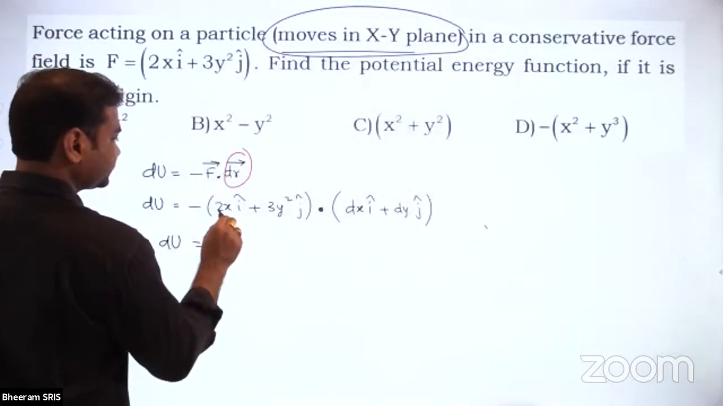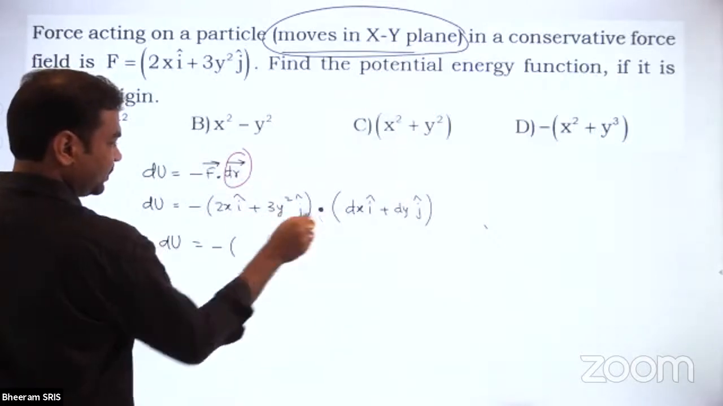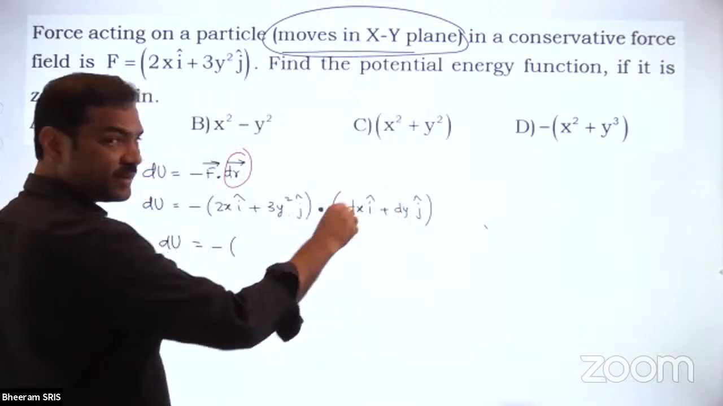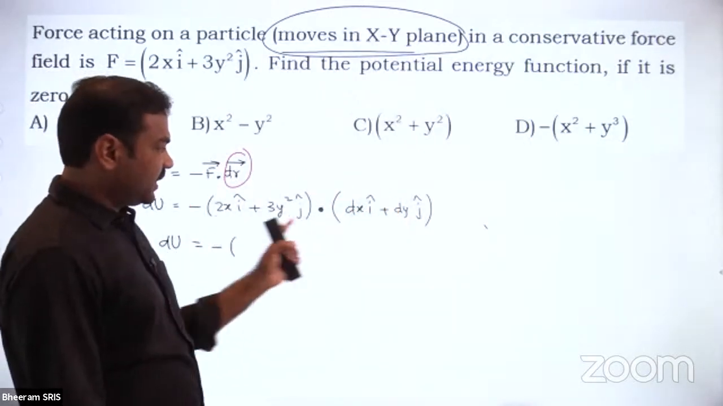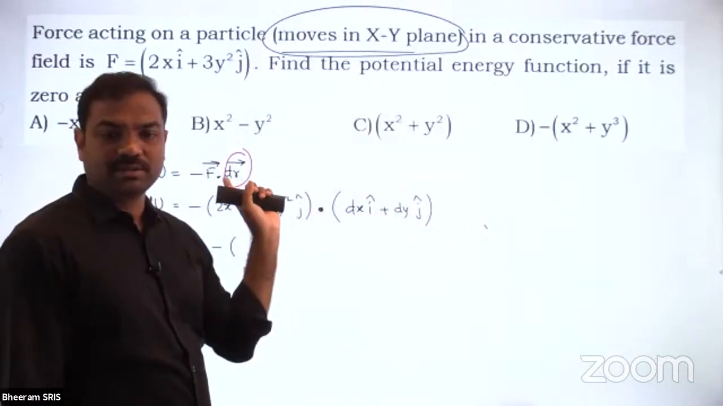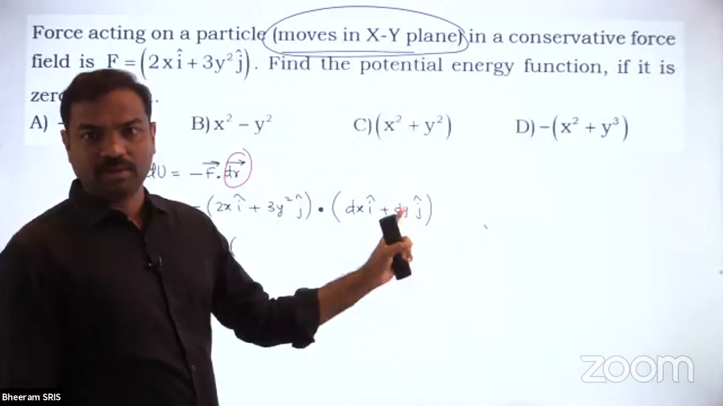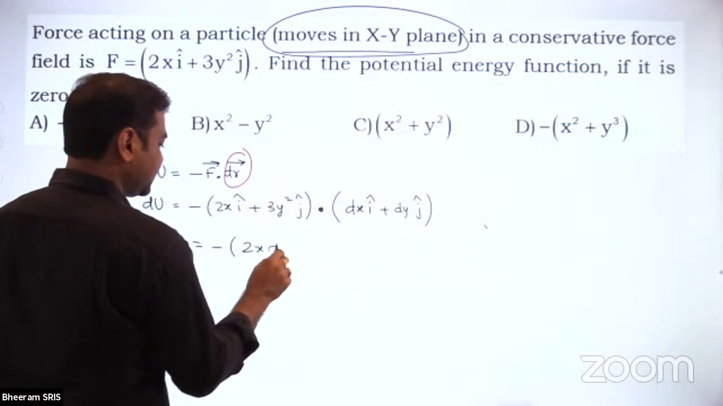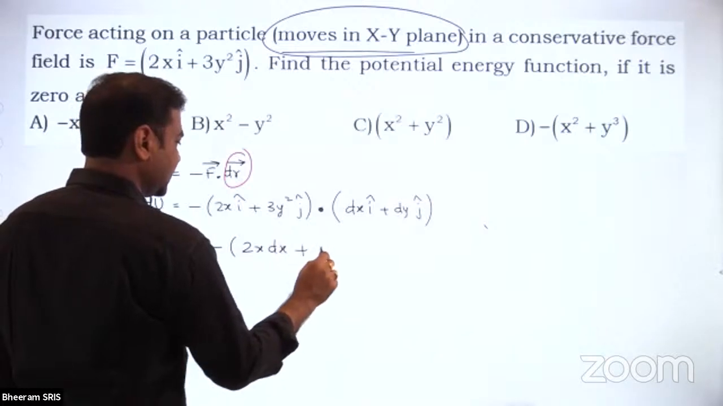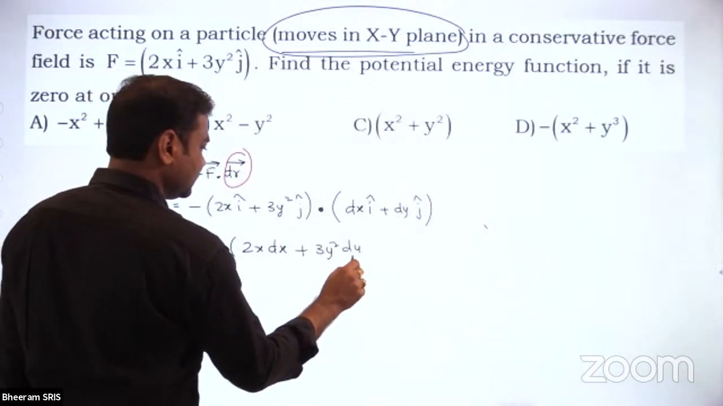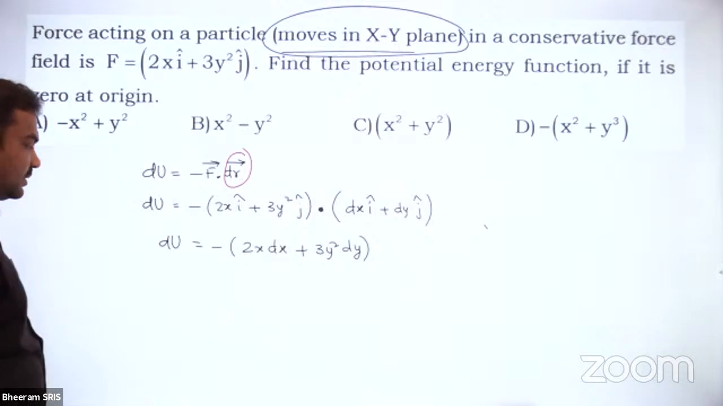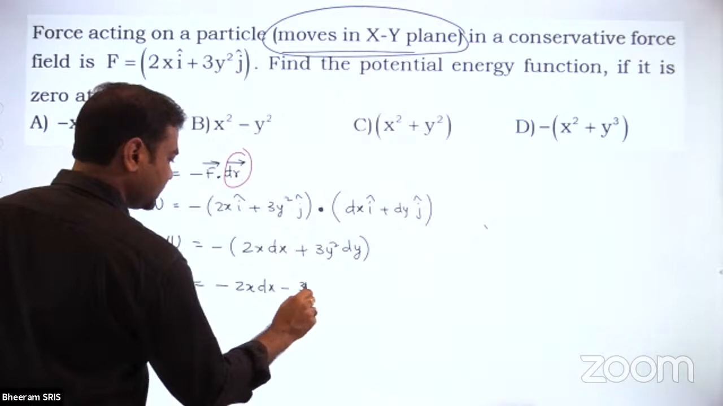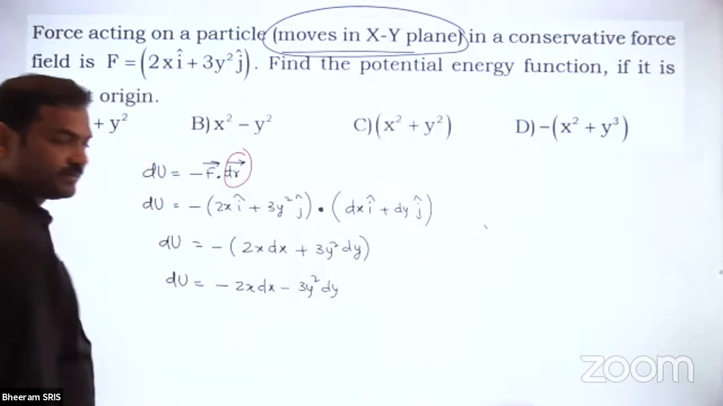Minus of i cap dot i cap 1, i cap dot j cap 0, j cap dot i cap 0, j cap dot j cap 1. I think you remember. Whenever you do a vector dot product, you just multiply the coefficients of i cap and multiply the coefficients of j cap. Multiply the coefficients of i cap: 2x dx. Multiply the coefficients of j cap: 3y square dy. So that means the dU value is equal to minus 2x dx minus 3y square dy.